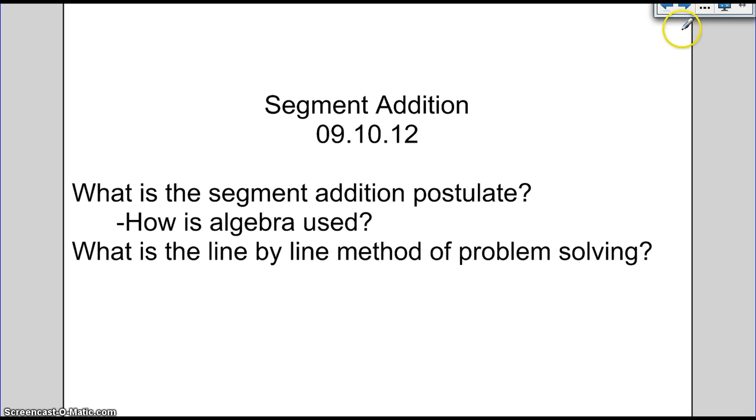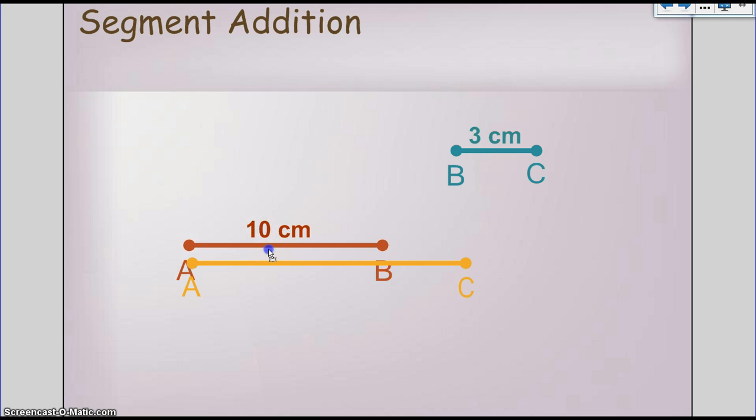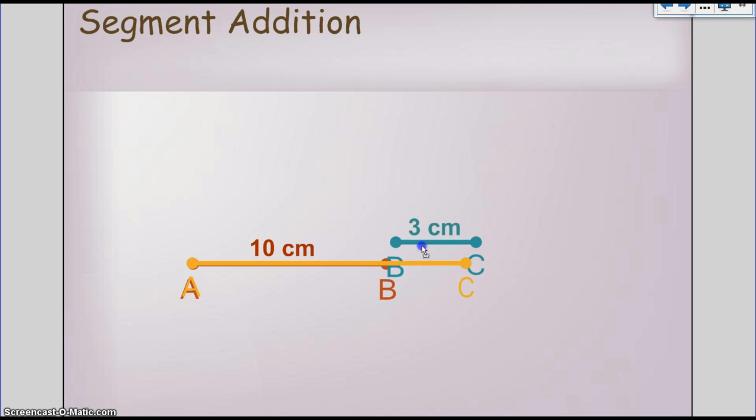Segment addition. We'll talk about what is segment addition postulate, how is algebra used, and what is the line-by-line method of problem solving. Here, segment addition. I want to know how long A to C is. If I know the segment from A to B, and I know the segment from B to C, right, then I know that the whole thing is 10 plus 3.